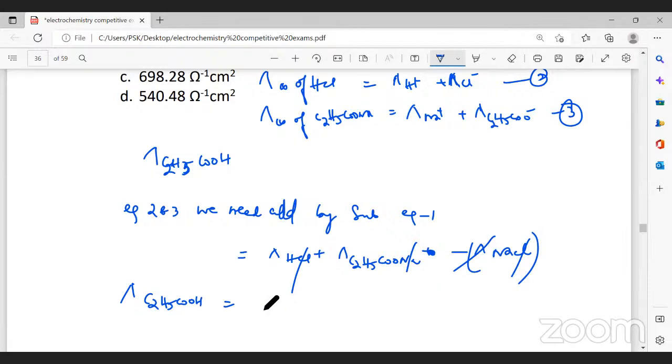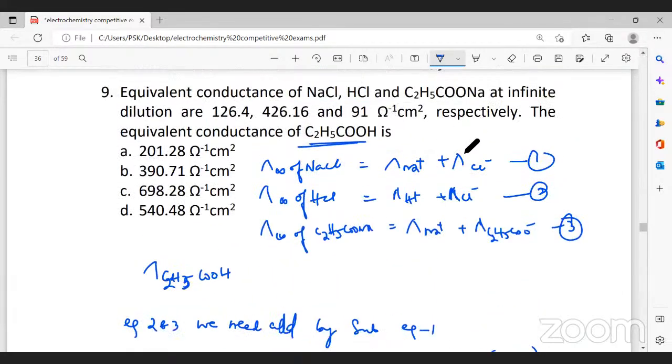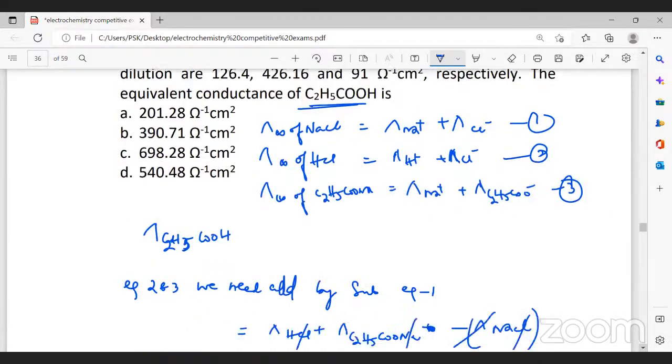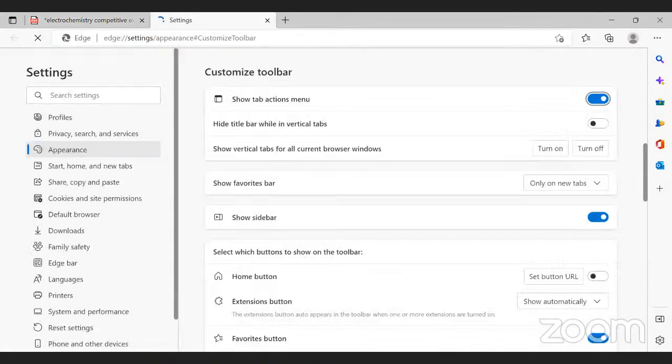So what's the conductance of HCl? They've given 91 plus, what is the conductance of sodium propanoate. This is for HCl. HCl is, what happened?